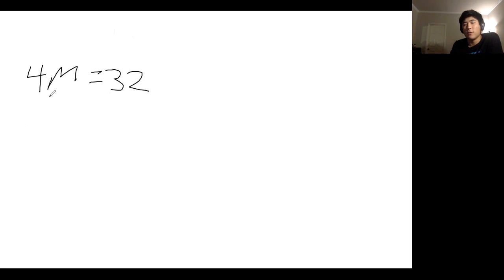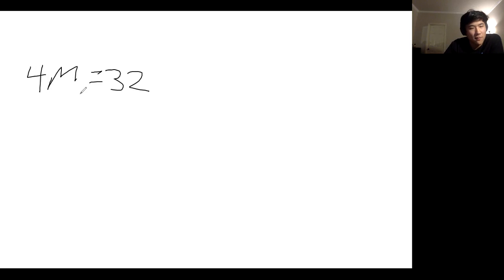It's not on its own. So how do we get rid of the 4? Well, we can divide. So in algebra, if you want to get rid of something that's added, you subtract. If you want to get rid of something that's multiplied, you divide. And vice versa: if you want to get rid of a division, you multiply. If you want to get rid of subtraction, you add. So this is multiplication, so we would divide.